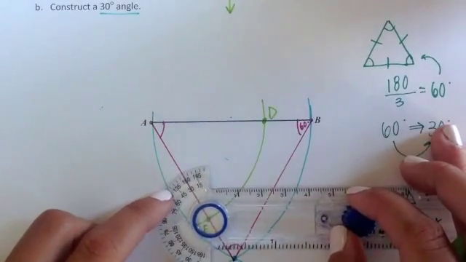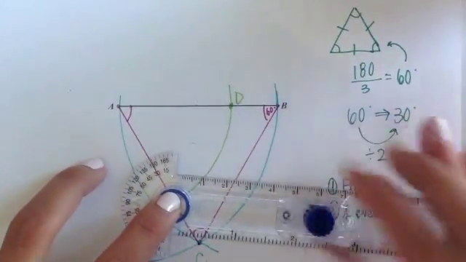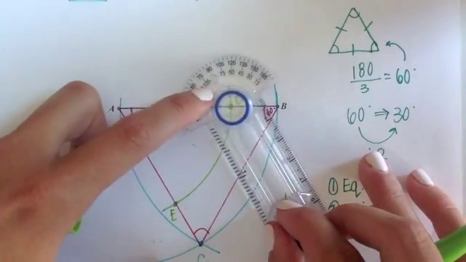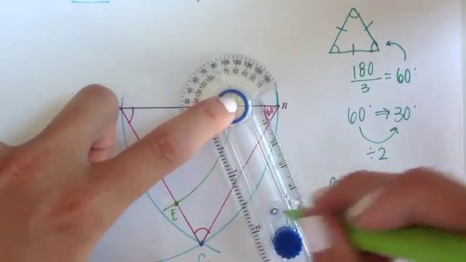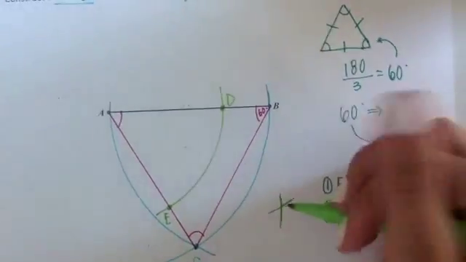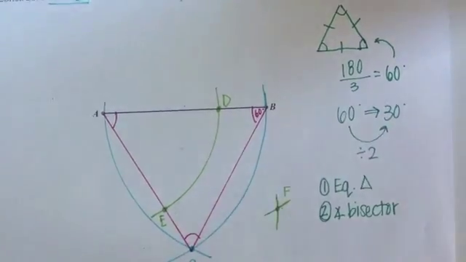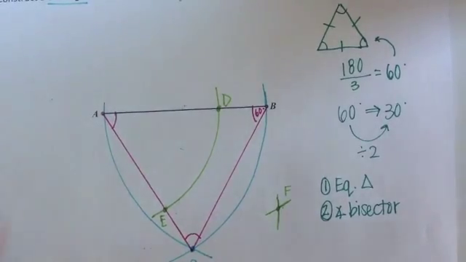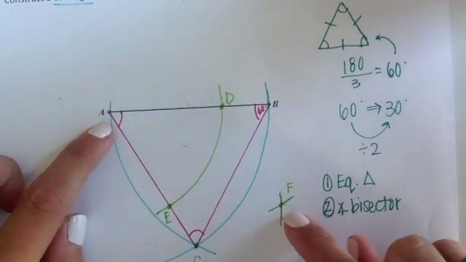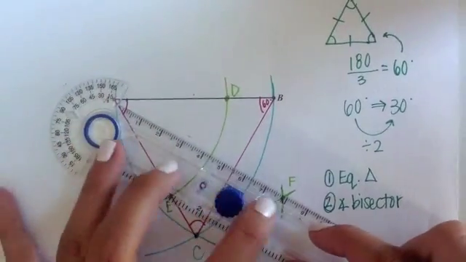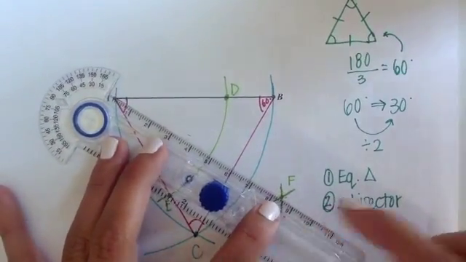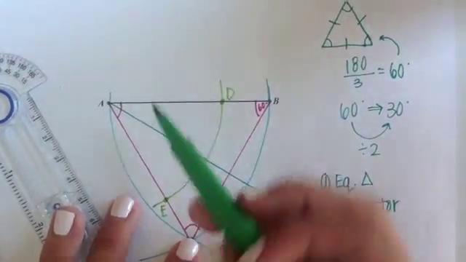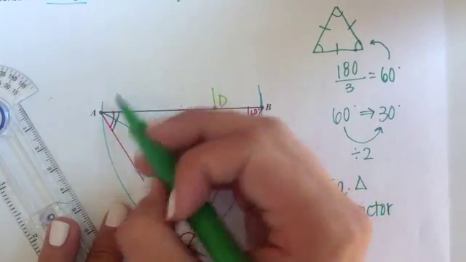Once I have D and E, I can now use those to finish the angle bisector construction. So I'm putting my center on E, and I'm swinging a baby arc out here. I'm going to put my center on D and do the same exact thing without changing the radius. And now I have point F. Now, in order to finish this construction, we have to connect our vertex A to our intersection F. So I'm just lining the straight edge up. And now I have two angles that are both 30 degrees.